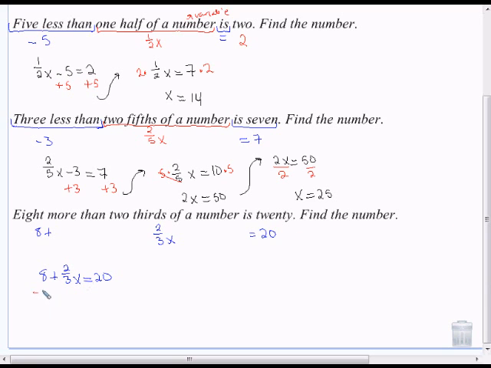Steps are still going to be the same though. I'm going to subtract 8 from both sides, and I'm going to be left with 2/3 x equals 12, right?